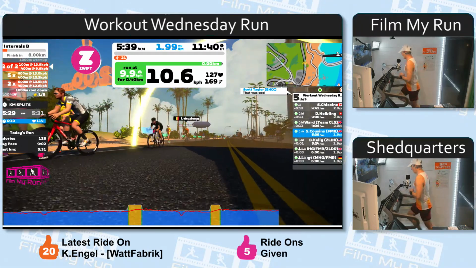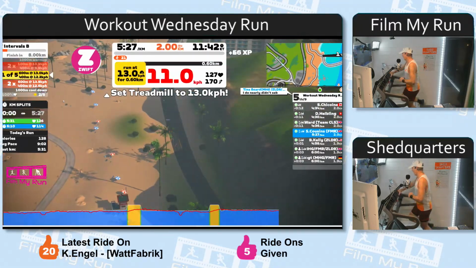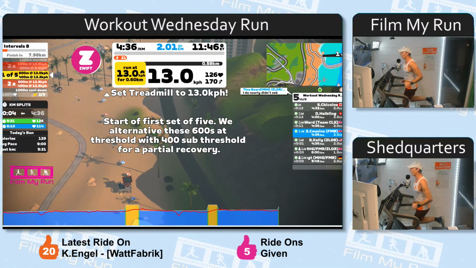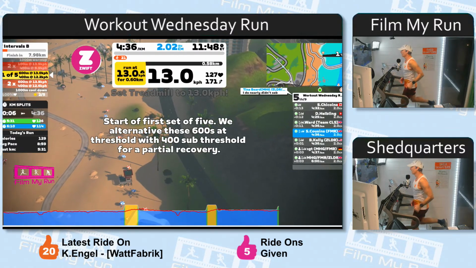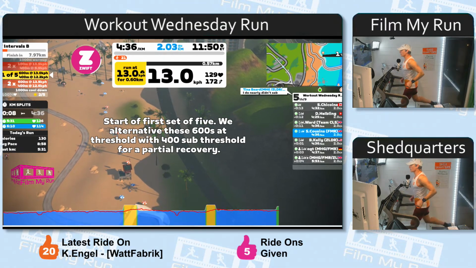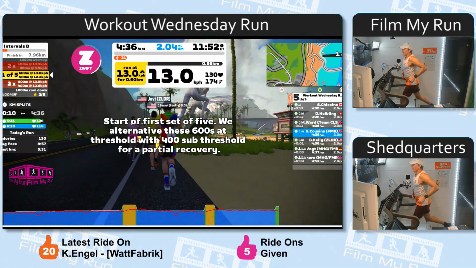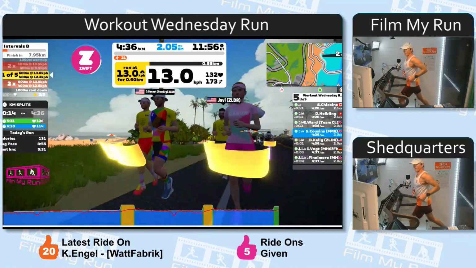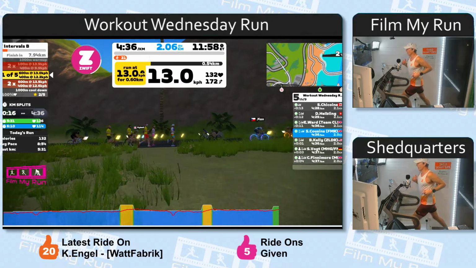Okay, here we go. Up to 13 now. So we're on the main sets now. So we're going to do 13 kph for 600 meters and then 400 meter recovery. And we do that 5 times. So here we are with the first one.